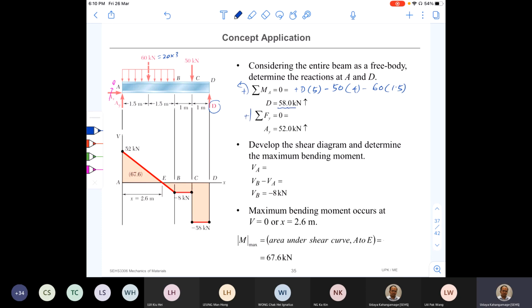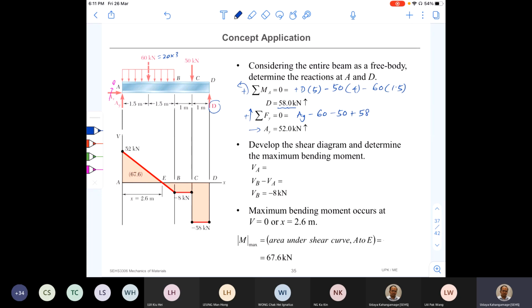And then get the sum of forces in y direction equal to 0. If I write the equation, it is AY minus 60 minus 50 plus D, sorry, D is 58. Okay, you simplify that one, then you get this answer. So I got the values of D and AY, and now by looking at the forces, I should be able to draw my free body diagram. Sorry, the shear force diagram, right?